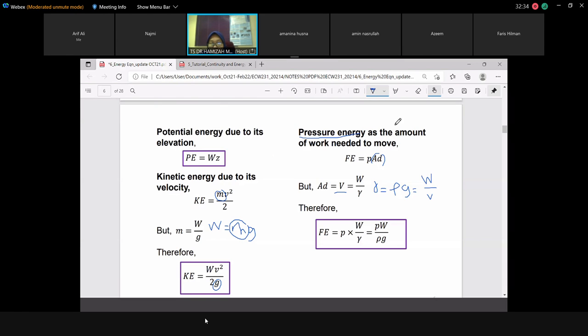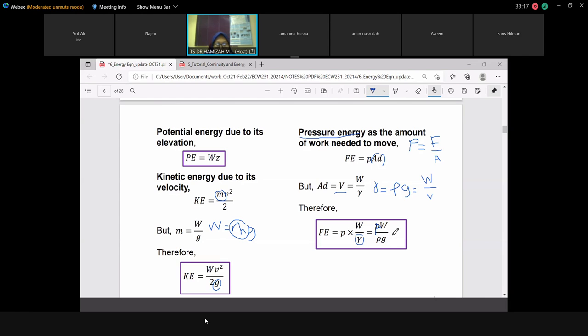So if you still remember the formula for pressure, apa formula pressure? Force over area. Kan? So now we need to find the FE, pressure, force. So it is pressure times area. When it's turned, we need to consider as the movement that change. So this area akan jadi volume. So this is pressure, this P is pressure times the weight over specific weight. Specific weight ni dia tukar jadi density times gravity.